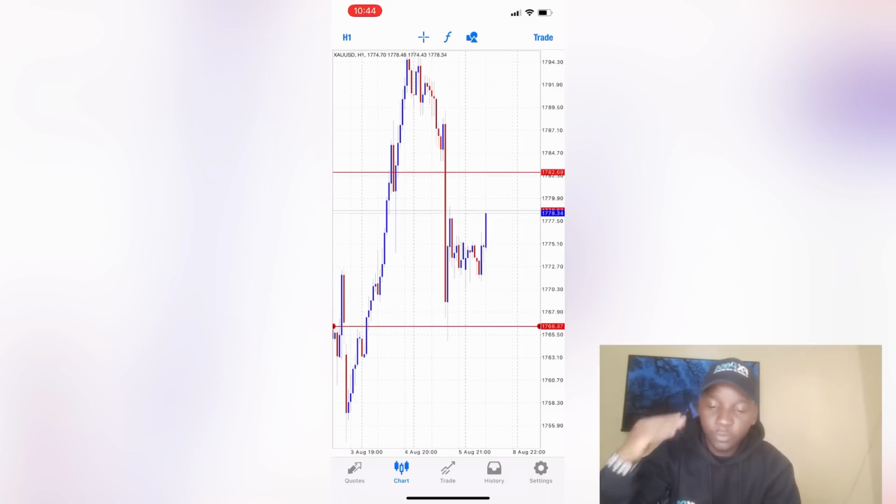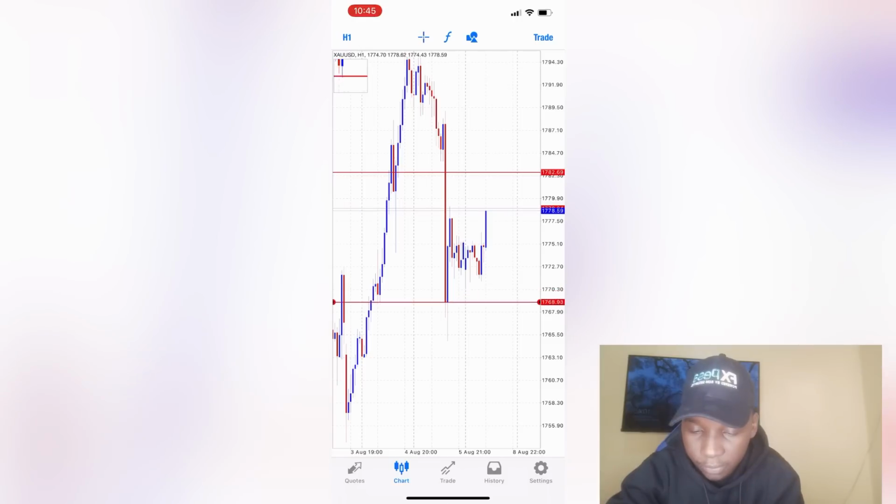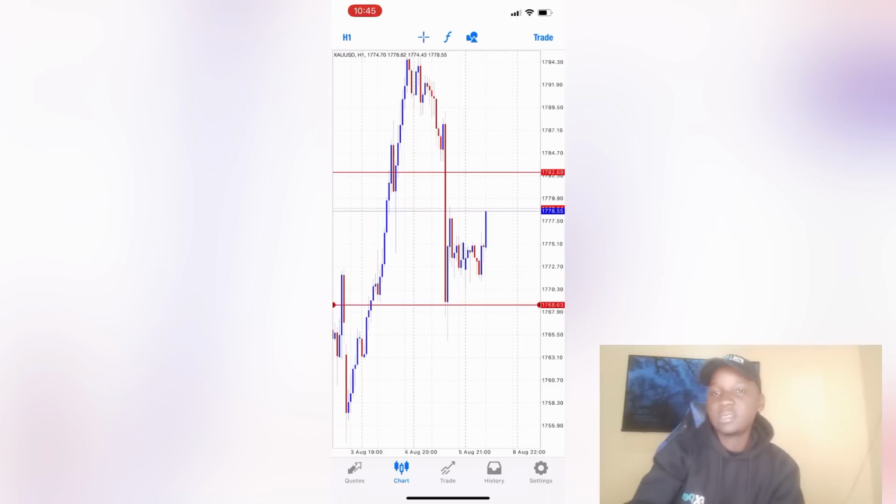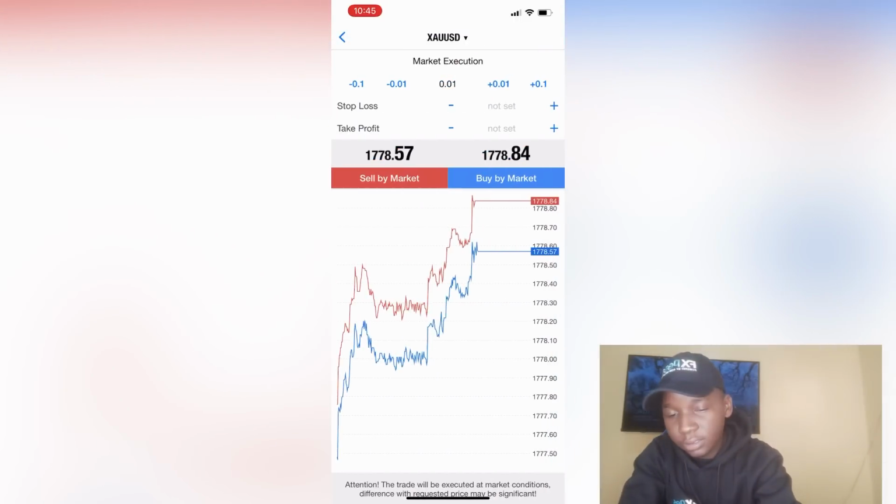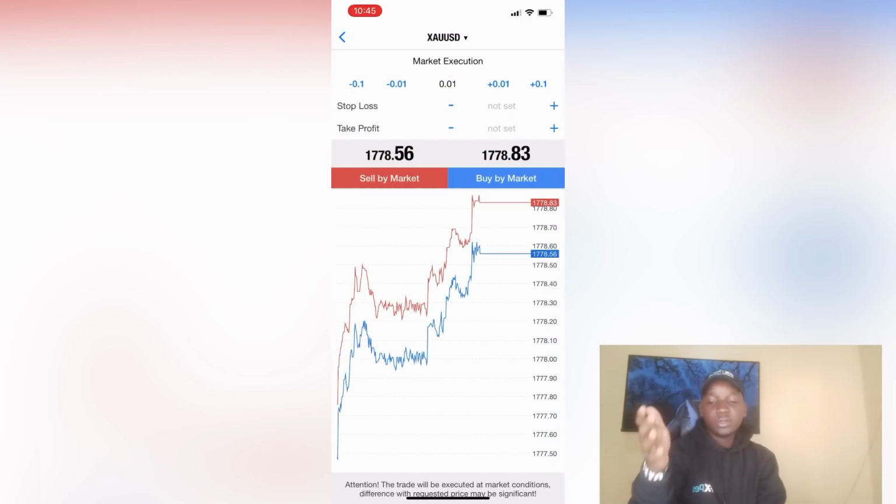Okay. So for example, if it is gold, you are buying gold at the moment. Now the current market price is at 1778. So your take profit value will be at 1782 and your stop loss value can be at 1768. Okay. So we have talked about stop loss and take profit value.